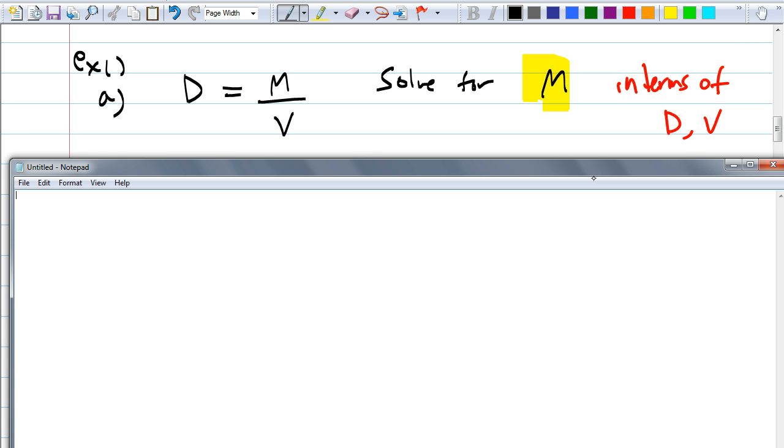By the way, does anybody recognize this formula? Aiden? Yeah, this is density equals mass over volume. By the way, on tonight's homework, they're going to give you a bunch of formulas. Do you have to know what they really represent and so forth? No, that's not important. But you have to solve for the variable that they're asking you to solve for, right?